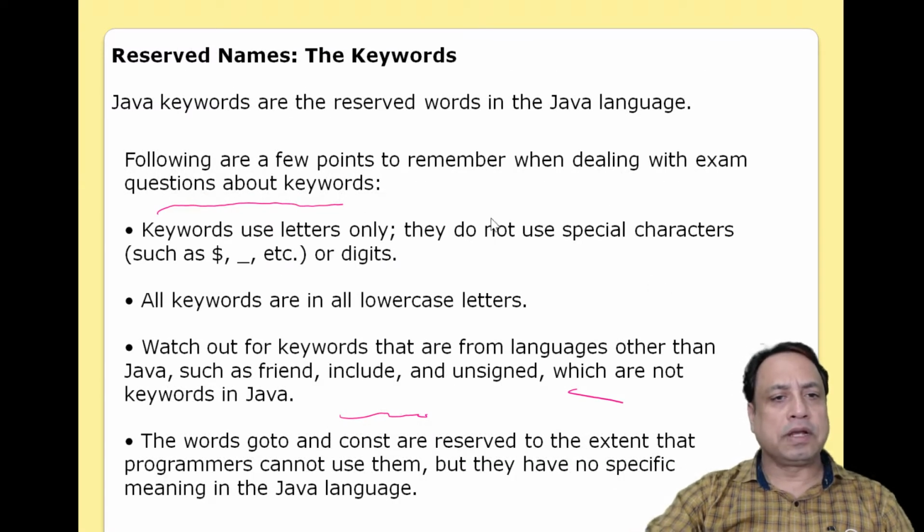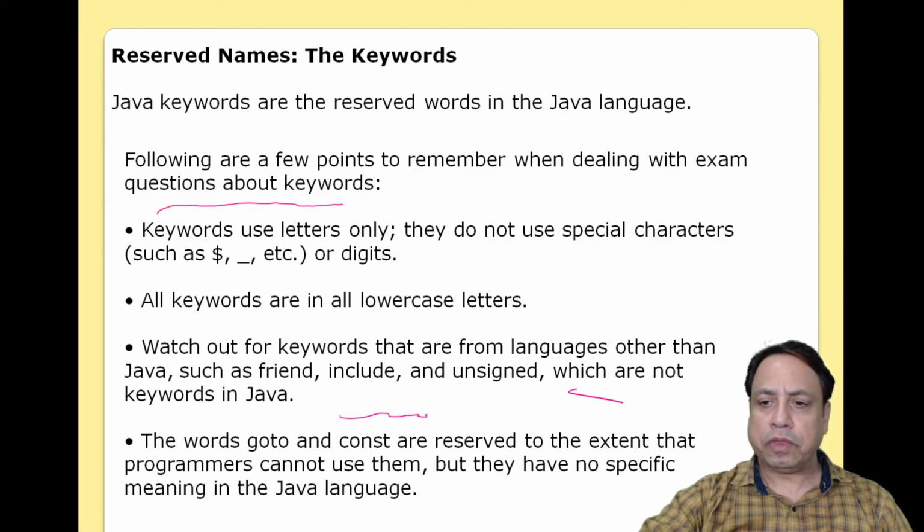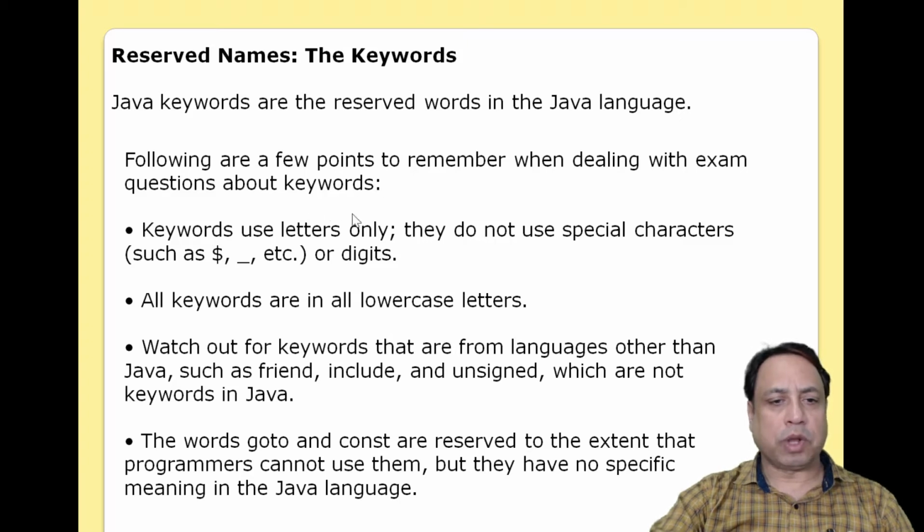Now there are some reserved names, as we had talked about, which are used for the Java language. There are a few points to remember when dealing with keywords in Java. The keywords use letters only. They don't use special characters like dollar, underscore, or digits. And all keywords are basically in lowercase letters.